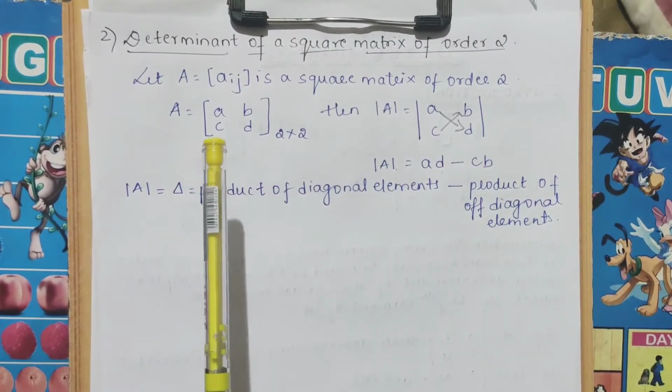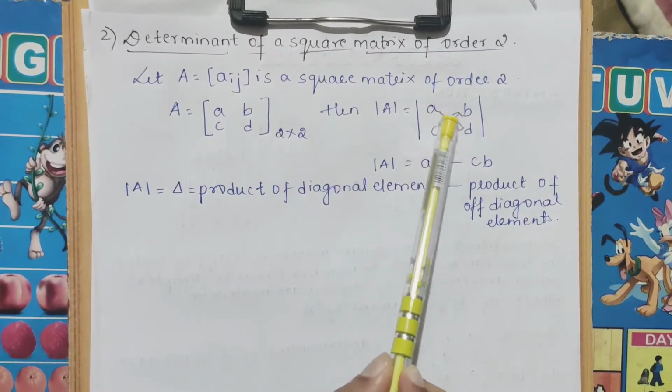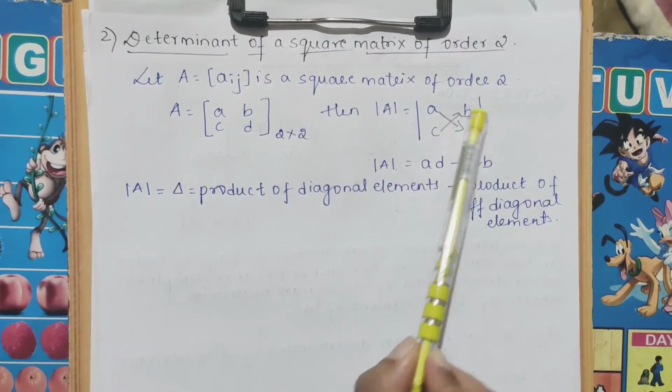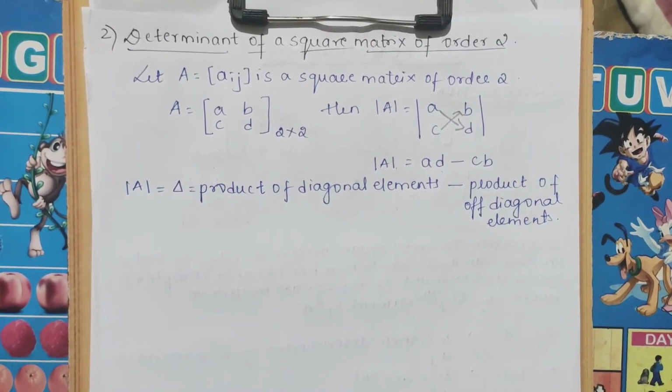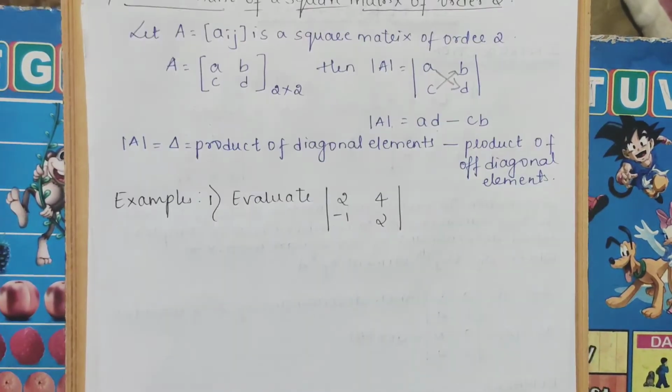First of all, the matrix you have to write in determinant form, and then how is it found? Cross multiply the diagonal elements, subtract the product of the off-diagonal elements. Okay, we'll see with an example. It will be very clear for you. So I've taken an example.